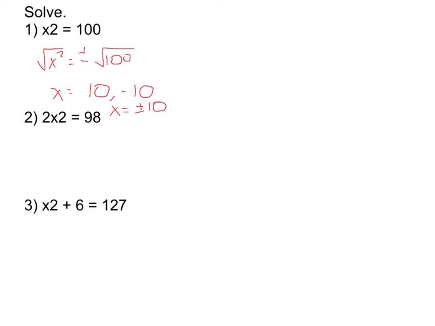And when you see an x being squared, or any variable being squared that you're solving for, you can expect up to two solutions. Alright, so let's look at number 2. I have 2x squared equals 98. Now my goal here is still to get x alone. And so I'm going to start by dividing both sides by 2. And so we end up getting x squared equals 49.